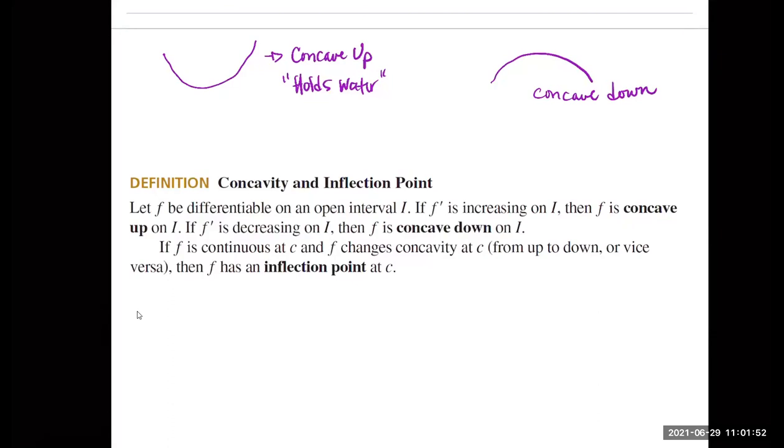So I want you to think about what happens to the first derivative before we talk about this definition you see below. Remember that the first derivative gives you the slopes of the tangent lines, right? So I hope that you can see, I'm trying to sketch little tangent lines on this curve when it's concave up. Notice what happens to the slopes of those lines.